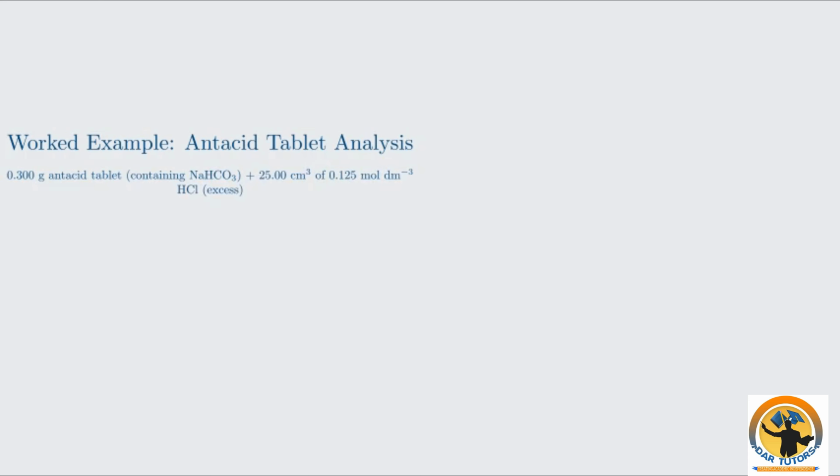A typical scenario is analyzing the amount of calcium carbonate in an antacid tablet. It's not very soluble, so we use a back titration. Let's work through this classic IB problem. An antacid tablet containing NaHCO3 is reacted with an excess of HCl. The unreacted HCl is then titrated with KOH. This problem involves two reactions, the antacid with the hydrochloric acid and the remaining acid with the potassium hydroxide.